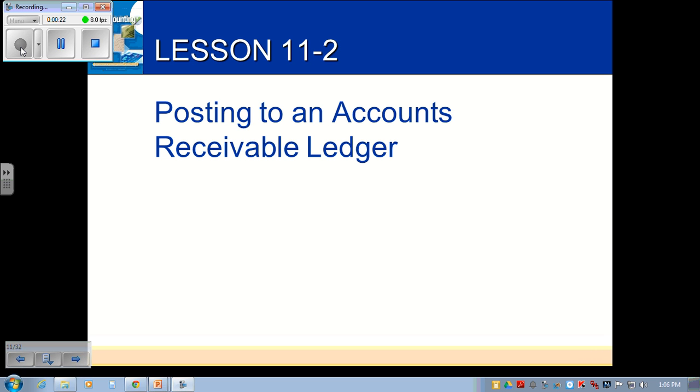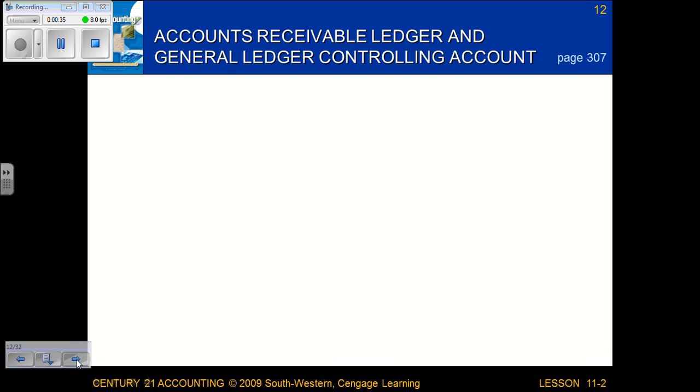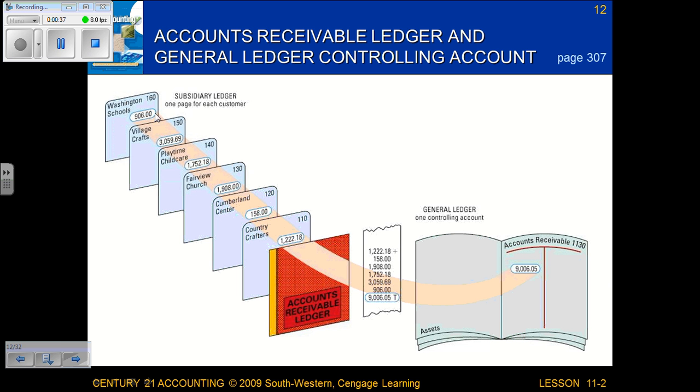The first thing we have to do is to number our accounts, just like we did with our accounts payable. The numbering system works like this. Over here we have our accounts receivable. These are the people who buy from us. We have our ledger that holds each individual page. We want those pages so that we can easily look to, say, Fairview Church and see how much they owe us on any given date. So if they come in to pay, we know how much to tell them that they owe.